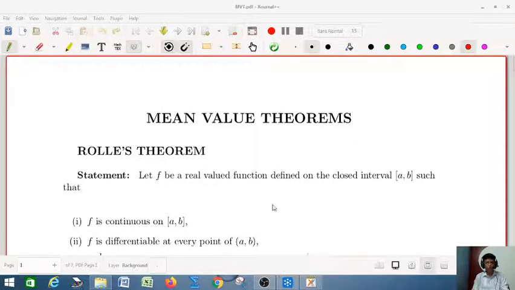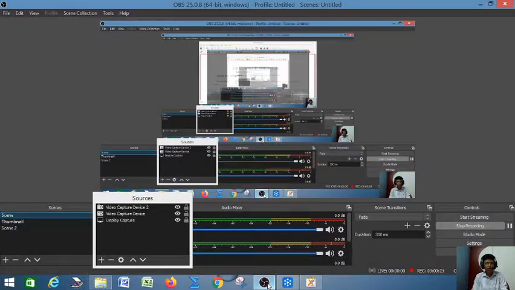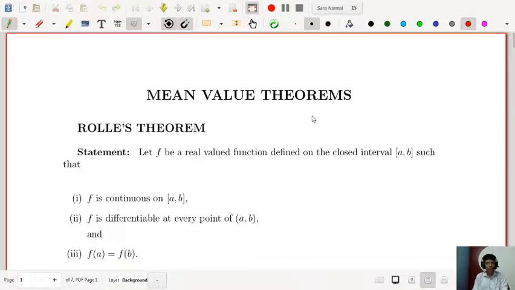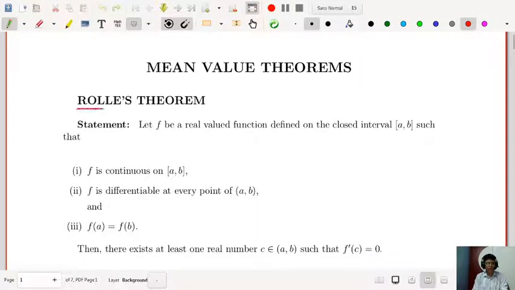Today our topic is mean value theorems. It is a fantastic application of derivative. You will see it's a fantastic chapter of calculus. Here in this chapter you will learn Rolle's theorem and Lagrange's mean value theorem. Before we start, let me start with Rolle's theorem.